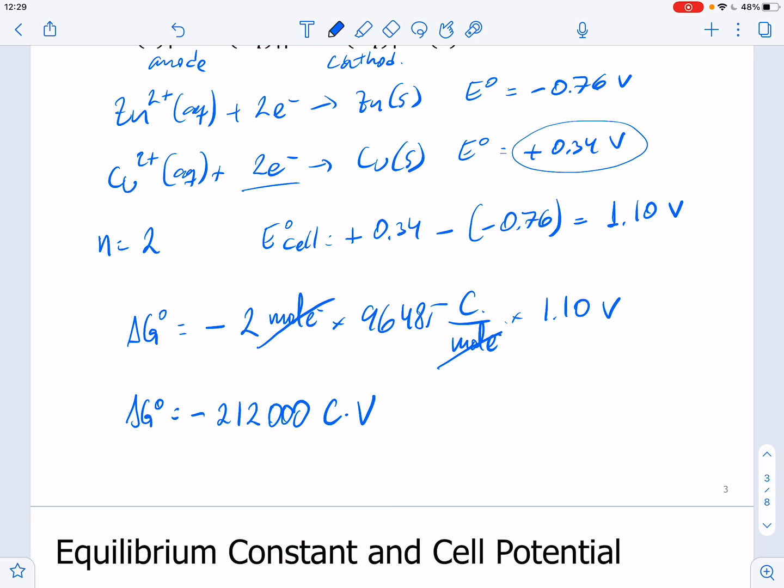coulombs times volts. Now the good thing about this is that 1 coulomb times volt is equal to 1 joule. Therefore this is equal to minus 212,000 joules, and this is equal to minus 212 kilojoules.